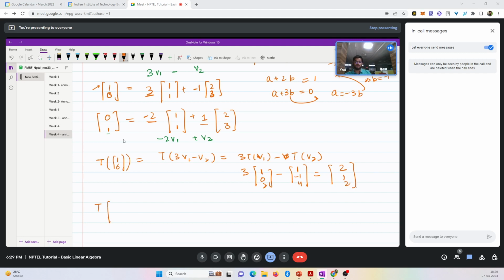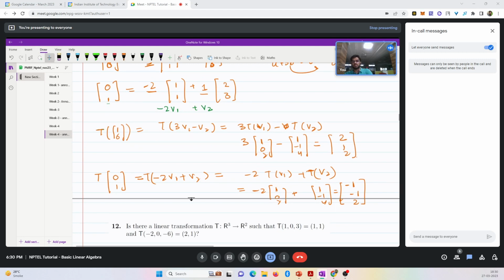Again, we also need to find T(0, 1). Okay. So what is this? This is T(-2v1 + v2), which is -2 T(v1) plus T(v2). Right. So this is equal to -2 times (1, 0, 2) plus (1, 1, 4). What does this leave us with? This is minus 1, this is minus 1, and this is minus 4 plus 4, which is 0. Okay.